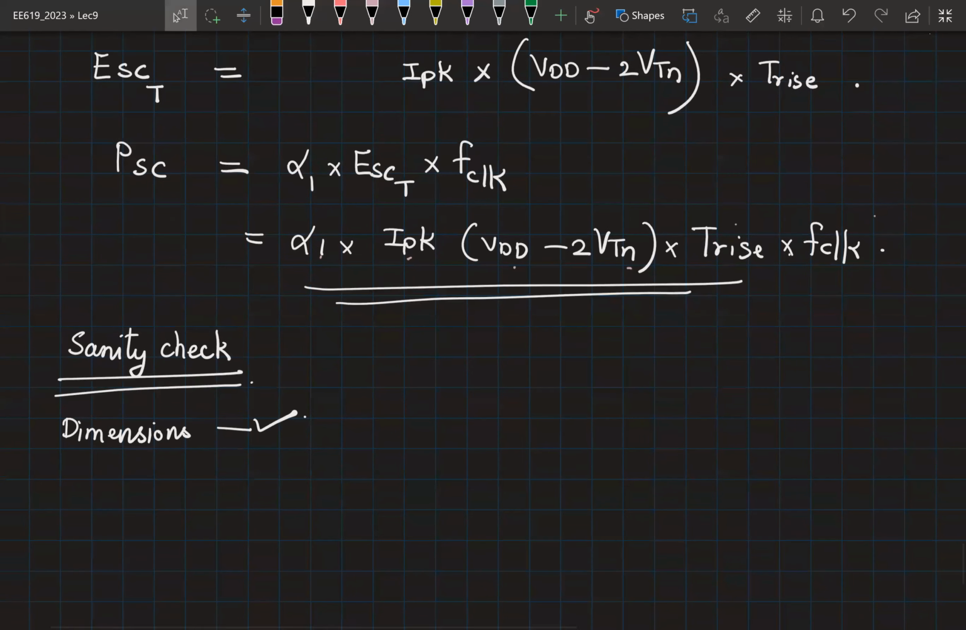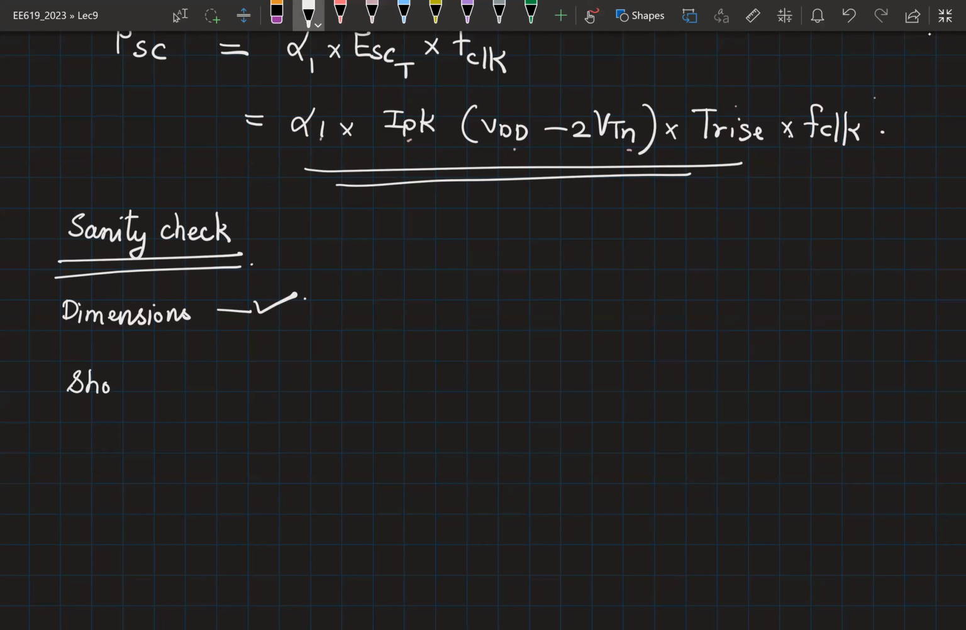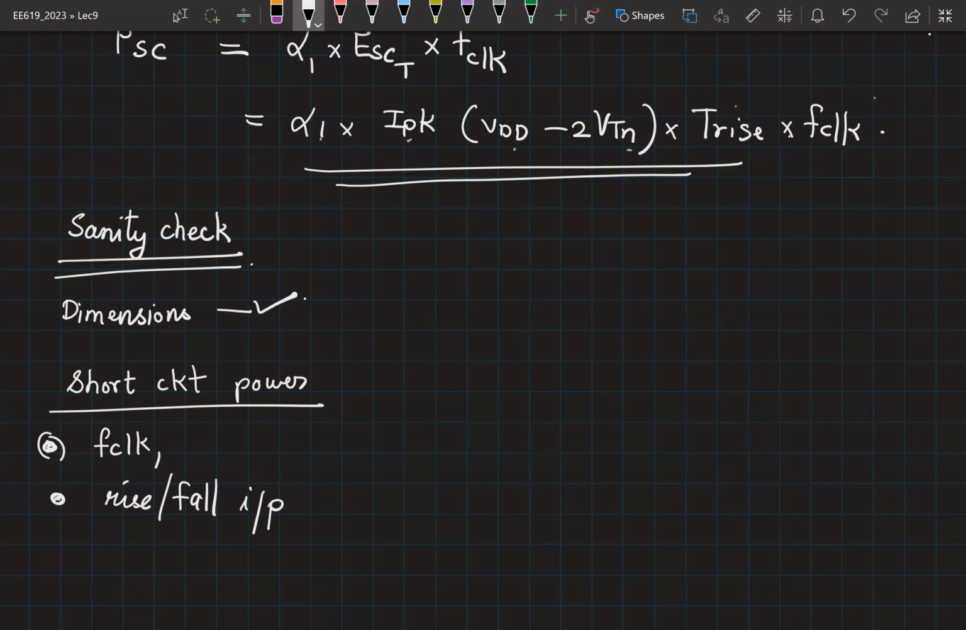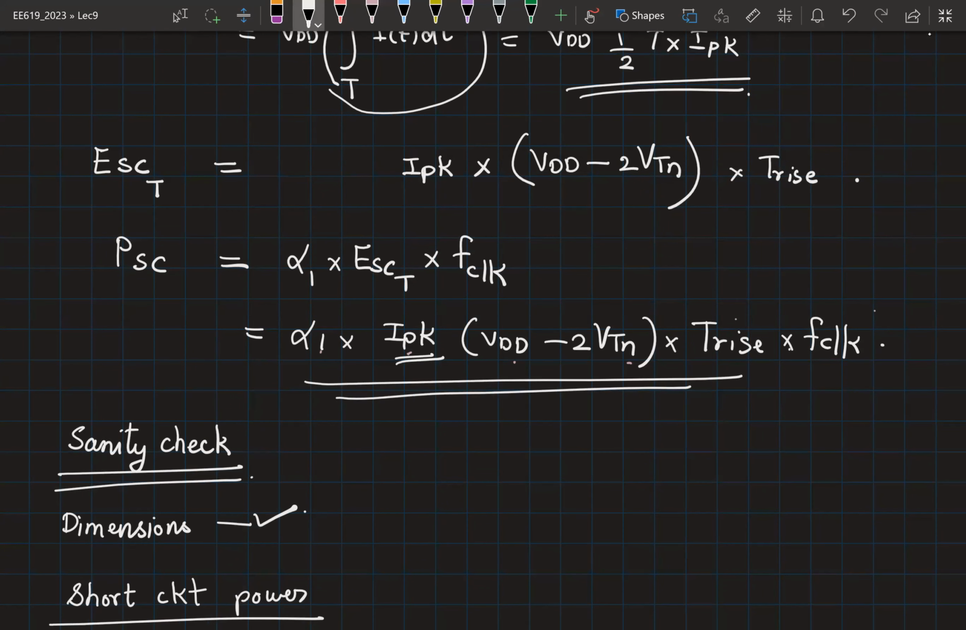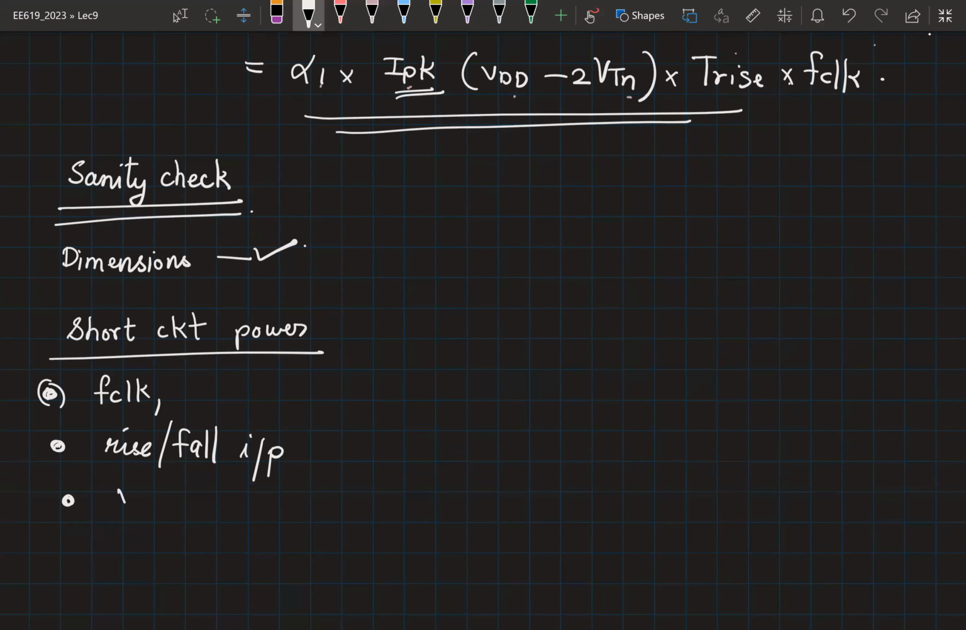So now what does the short circuit power depend upon? It depends upon the frequency. What else? It depends on the rise time of what? Of the input. So it basically depends on the rise as well as the fall time of the input. Does it depend on the W by L of the transistors? Right. So the I peak value is basically the current flowing through the transistors when both of them are on, right? And that current will be a function of its width, W by L. Therefore, this also depends on the W by L of the transistors.